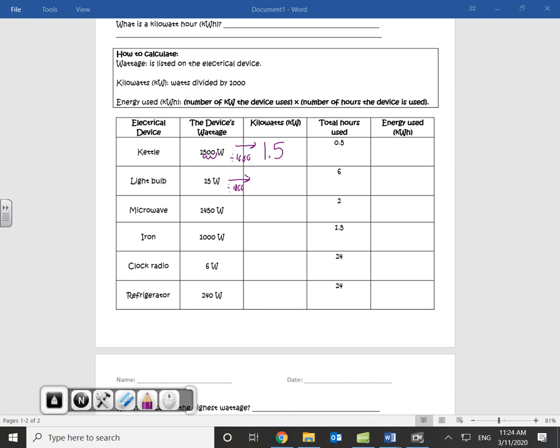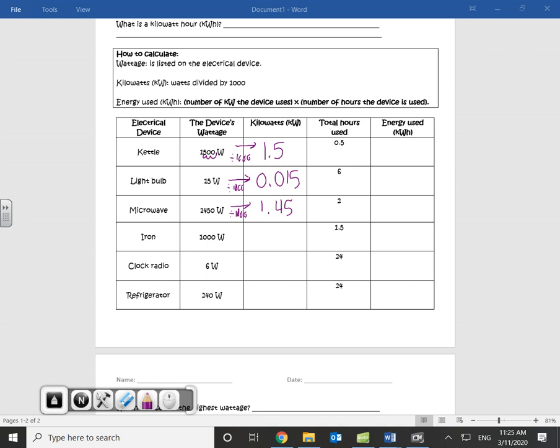15 divided by 1,000. So you can either move the decimal place or plug it into your calculator, and you will hopefully get this answer. Okay, let's move on to the next one. We want to know how many kilowatts a microwave is. All we have to do to get kilowatts from watts is divide by 1,000. 1450 divided by 1,000 equals 1.45.